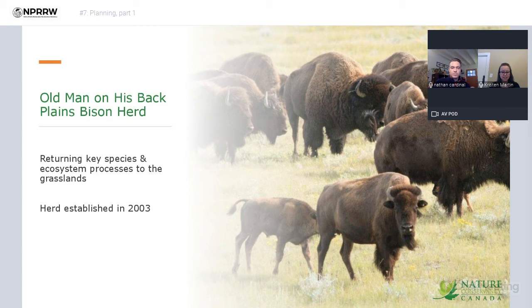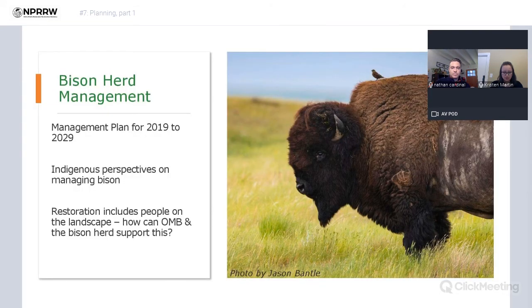So after a lot of planning, the OMB Plains Bison Herd was established in 2003. And it started off with 50 calves who all came from Parks Canada's Elk Island National Park herd near Edmonton, Alberta. And so the bison herd continues to live at OMB today. In recent years, it's been maintained at around 75 to 85 adult animals. And the sale of bison calves each year provides some revenue for NCC to continue its management at OMB.